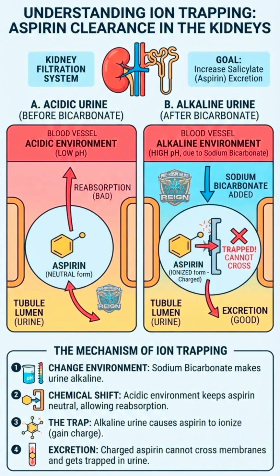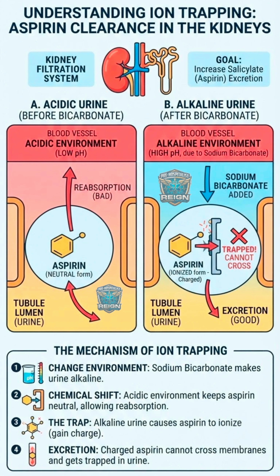2. The chemical shift. Aspirin is a weak acid. In an acidic environment, it stays in a neutral form that can easily slip back out of the kidney's urine pipes and back into the blood, which is bad, we want it out. 3. The trap. When we make the urine alkaline with bicarbonate, the aspirin molecule loses a hydrogen ion and becomes ionized. It gains an electrical charge. 4. Excretion. Once the aspirin is ionized, charged, it is like a person trying to walk through a wall. It physically cannot cross back through the cell membranes of the kidney tubes. It gets trapped in the urine and is forced out of the body.